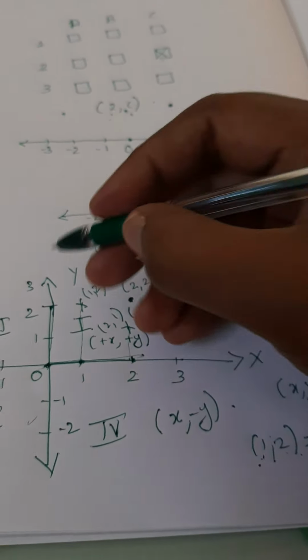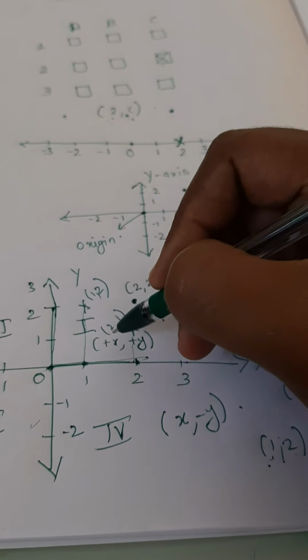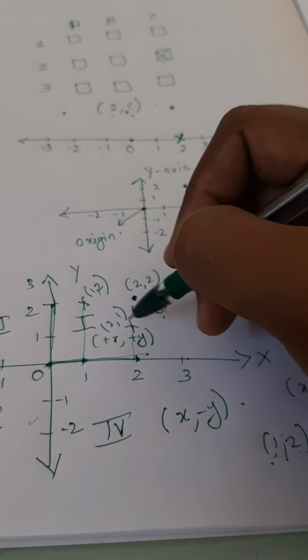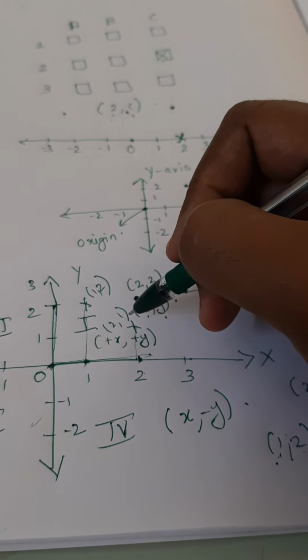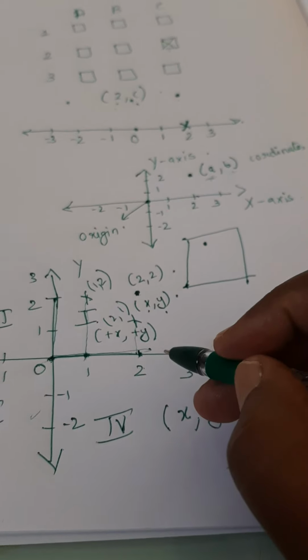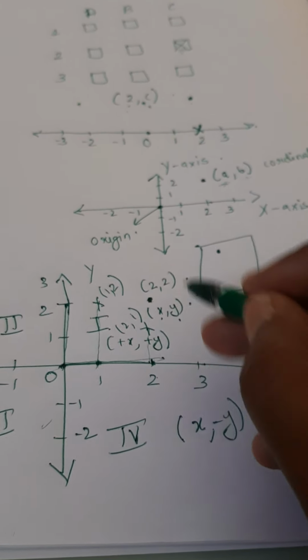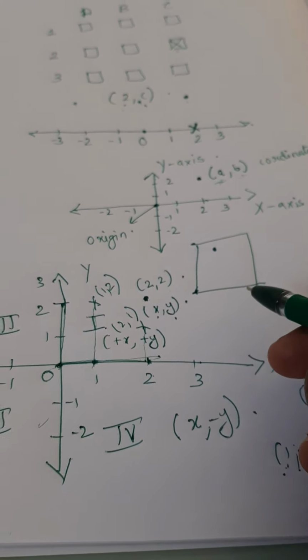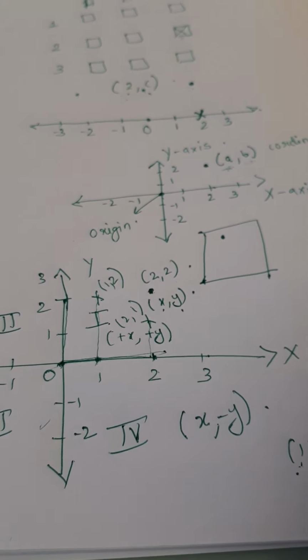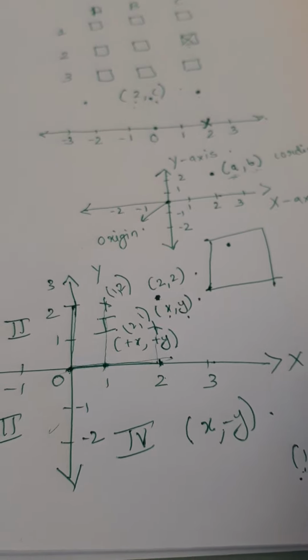Okay, so it's very clear that 1 comma 2 is not equal to 2 comma 1, as the positions of the points are different in the Cartesian plane. So you have to be very careful that the x coordinate is always written first in the ordered pair and the y coordinate is the second one. Okay, so x comma y is not equal to y comma x.